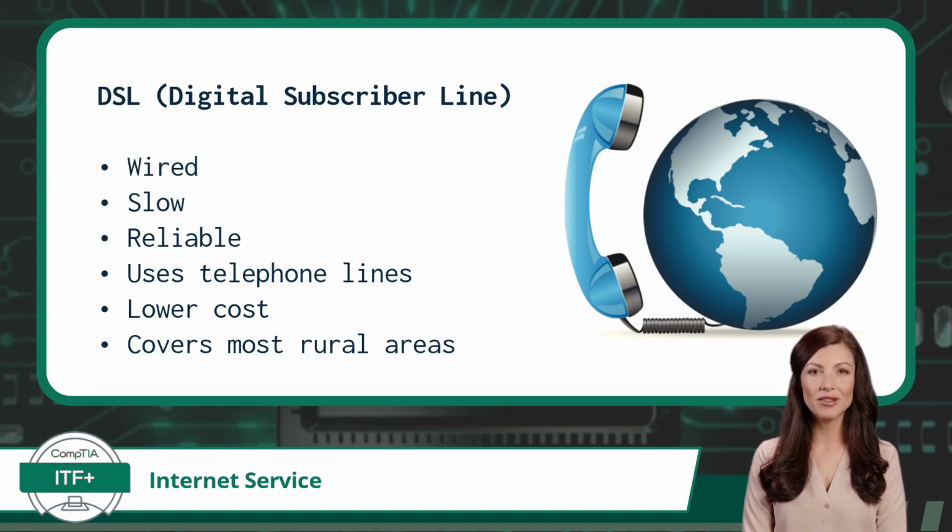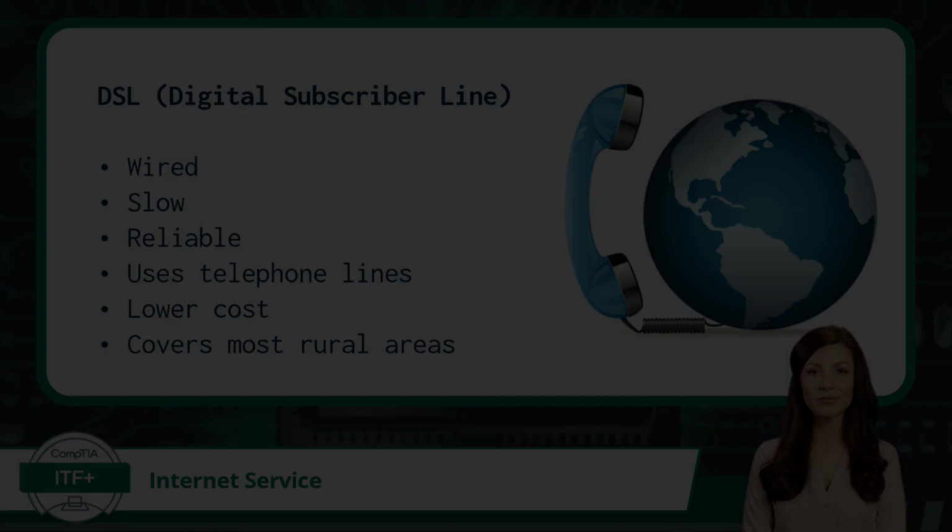DSL is relatively slow compared to fiber optic and cable connections, but DSL tends to be more cost-efficient. And since it uses the existing telephone network, coverage is pretty widespread.